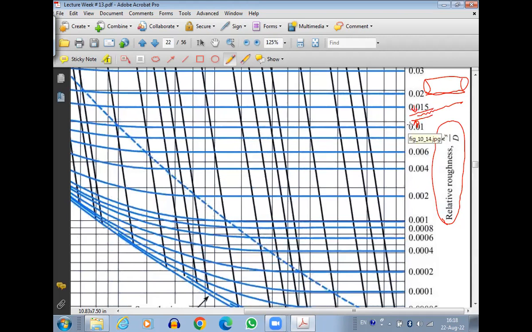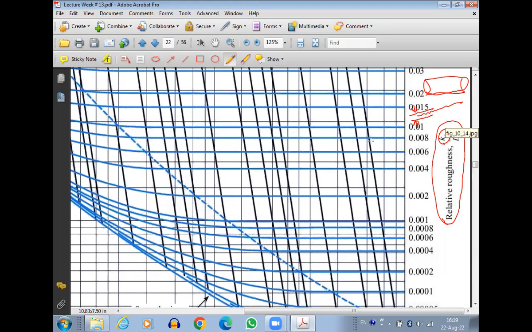How much is this up and down? So this up and down is basically the roughness of the pipe. Obviously, if it is a pipe made up of concrete, or wood, or brass, or steel, or plastic, or glass, each material has its own roughness.